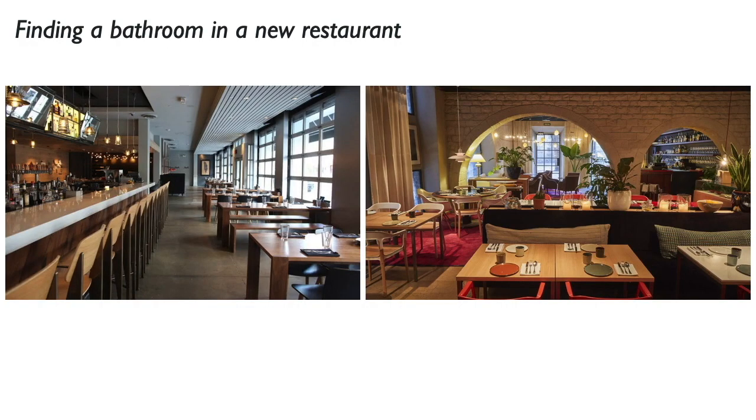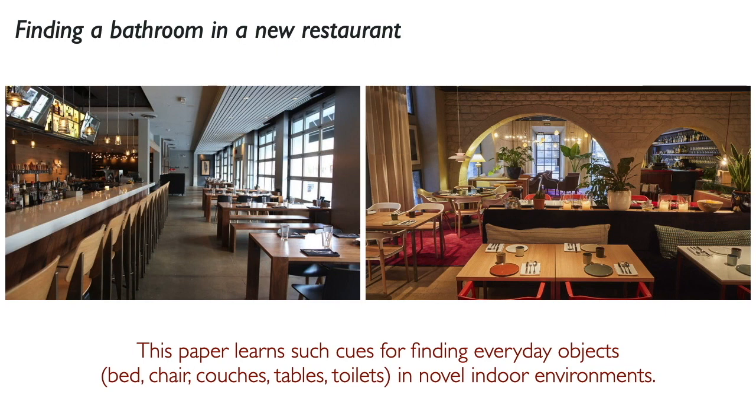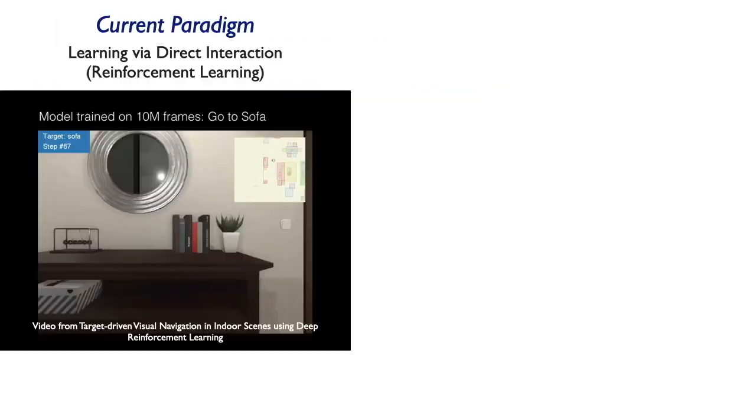Imagine looking for the restroom in one of the restaurants pictured here. Even though you don't see a restroom or a sign pointing to one in either of these images, you know that going straight in the left image is more likely to lead to a restroom than going straight in the right image. This paper seeks to learn and leverage such semantic cues for finding everyday objects like beds, chairs, couches, tables, and toilets in novel environments.